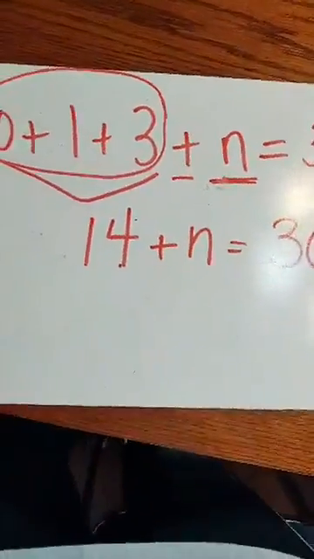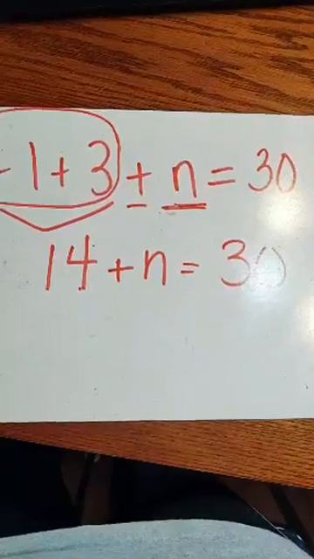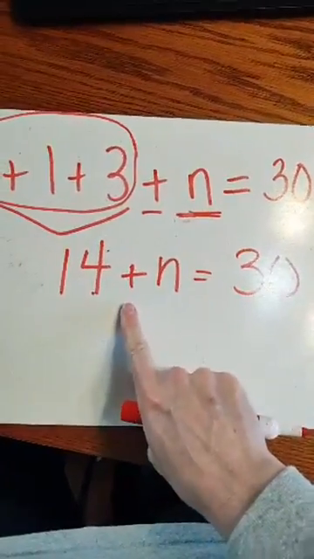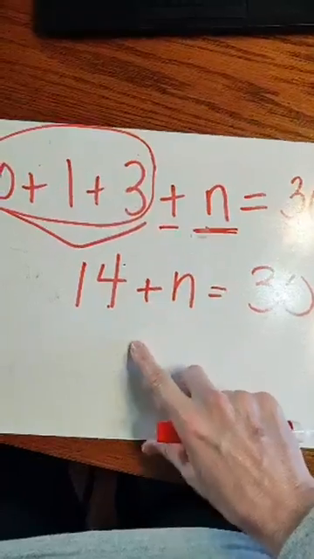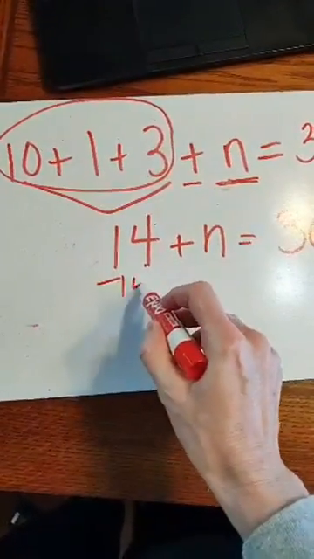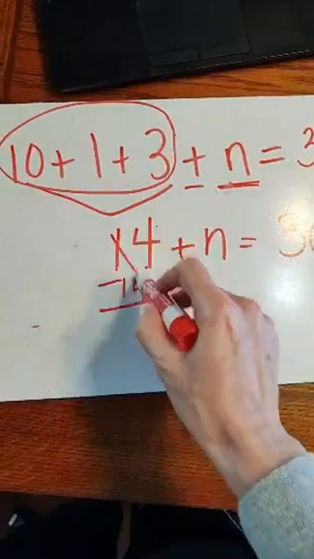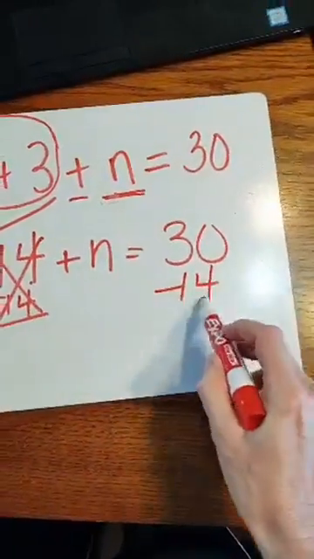Now I have an equation you're very used to seeing here. And I can solve this equation. We know when they're adding, we do the opposite and we subtract. You got it, okay? So if I subtract 14 over here, because whatever I do to one, I do to the other, this 14's gone. I'm going to have to do the same thing over here.